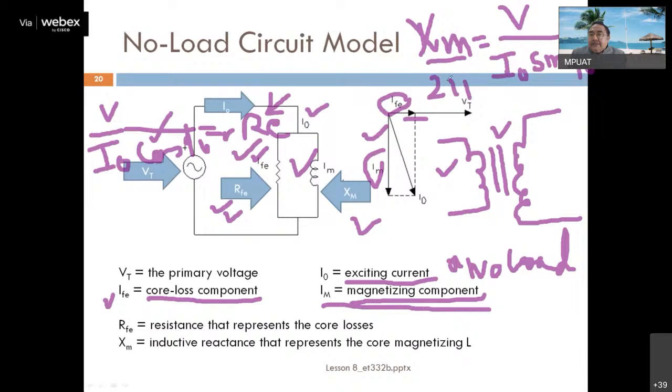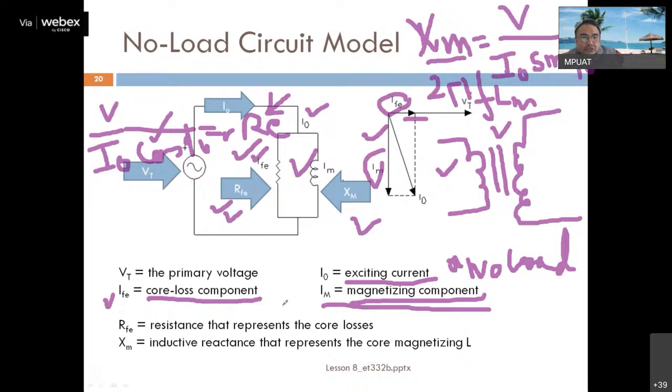2 XL की वैल्यू कितनी होती है? 2 पाई F इंटू LM. ओके, तो ये LM, ये बेसिकली IM नहीं, ये LM है बेसिकली. सो इट इज एन इक्विवेलेंट इंडक्टेंस व्हिच इज रिप्रेजेंटिंग दैट द ट्रांसफॉर्मर इज ड्राइंग अ मैग्नेटाइजिंग करंट. इज इट क्लियर? ड्यू टू दिस इंडक्टेंस.